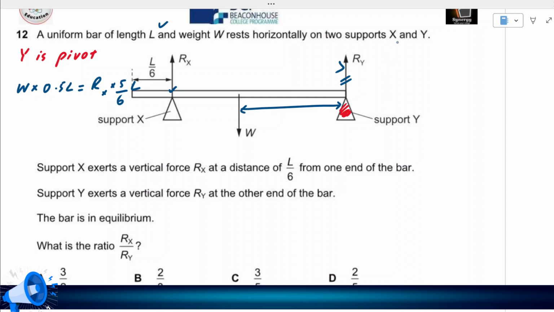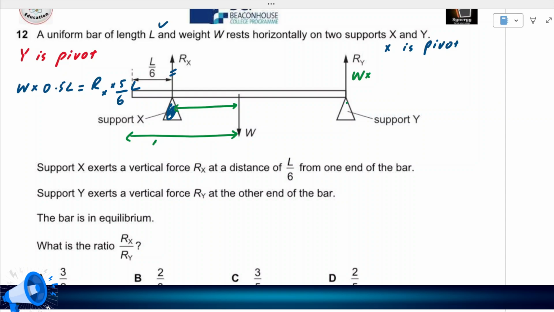Okay. Now let us assume that X is the pivot. If X is the pivot, then this force would not produce any moment. Hence, the expression would be W times the perpendicular distance between the pivot and W. I mean, up till here we have L by 2. So 1 by 2 minus 1 by 6.